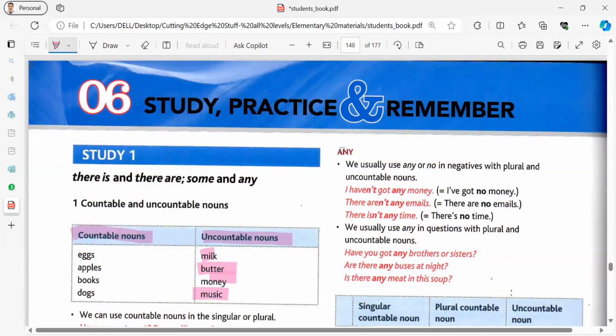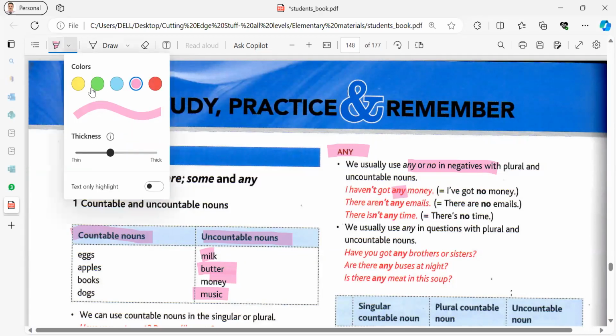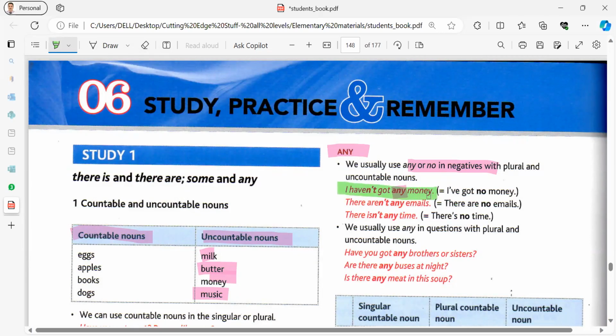Okay. We use any or no in negatives with plural and uncountable nouns. I haven't got any money. I have got no money.